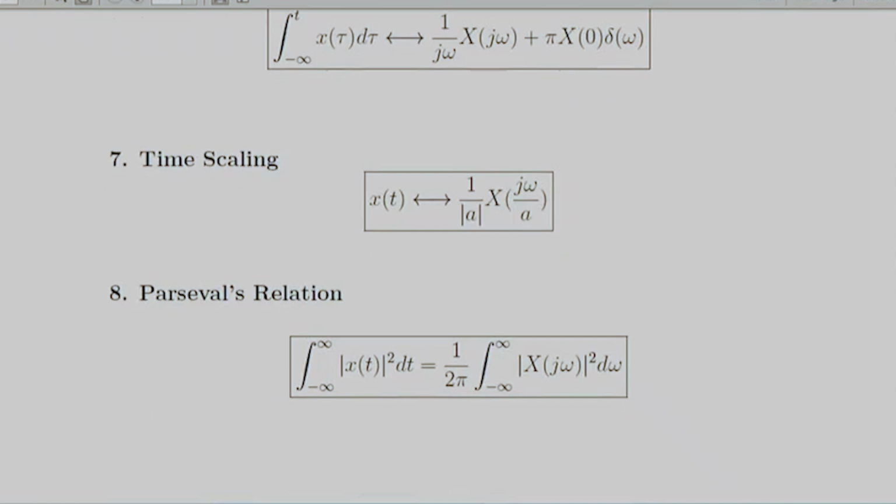And then there's Parseval's relation, which is just like the analog of Parseval's relation in the Fourier series. When you take the essentially the energy in the whole signal, the integral of x of t magnitude squared, you get the same thing if you take the integral of the magnitude of the transform squared, normalized by 2 pi. So you can, again, get an idea of the total energy content in the signal in both domains.